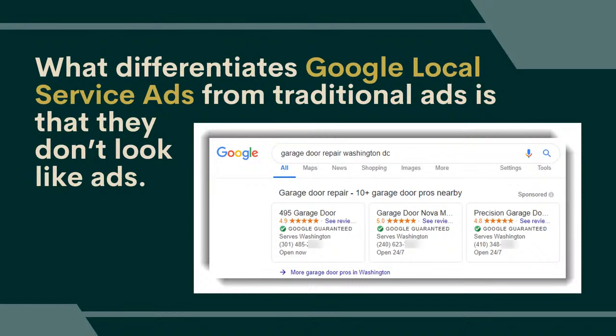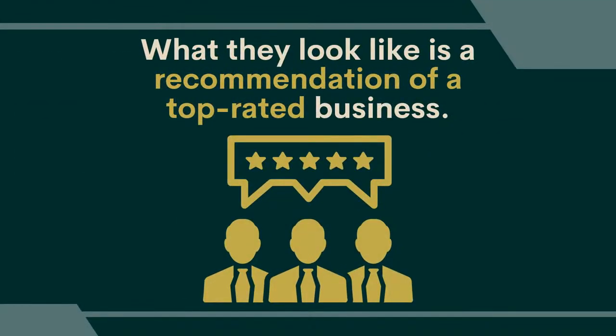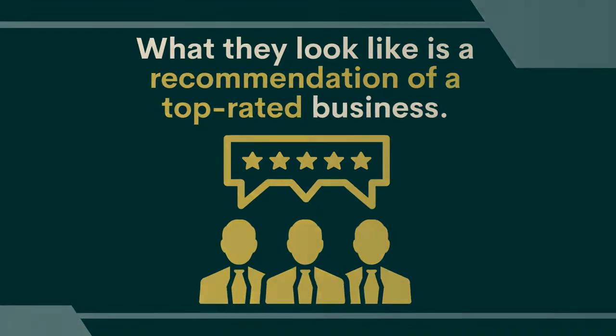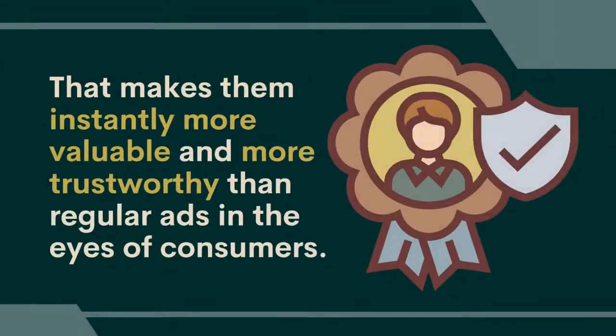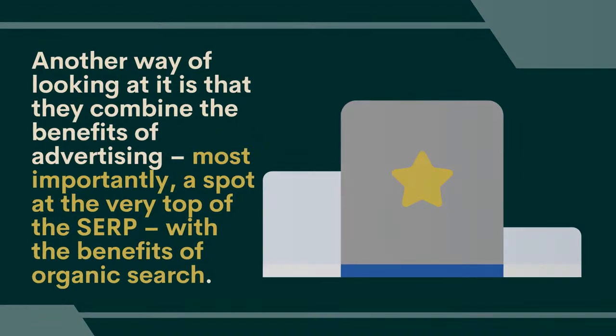What differentiates Google local service ads from traditional ads is that they don't look like ads. What they look like is a recommendation of a top-rated business. That makes them instantly more valuable and more trustworthy than regular ads in the eyes of consumers. Another way of looking at it is that they combine the benefits of advertising, most importantly the spot at the very top of the SERP, with the benefits of organic search.